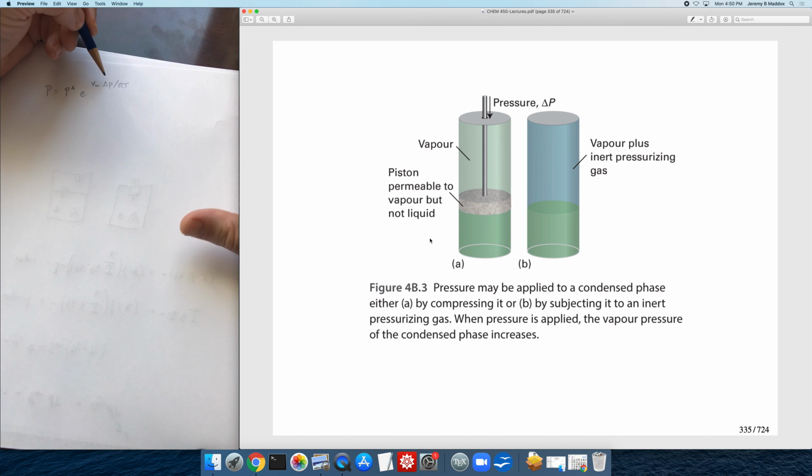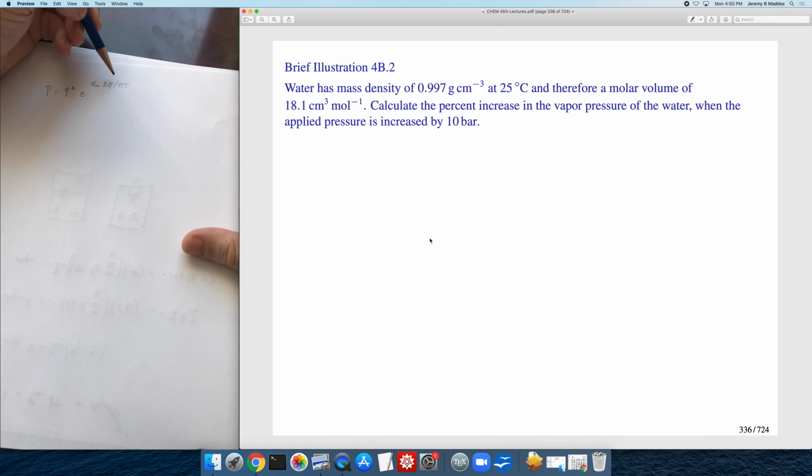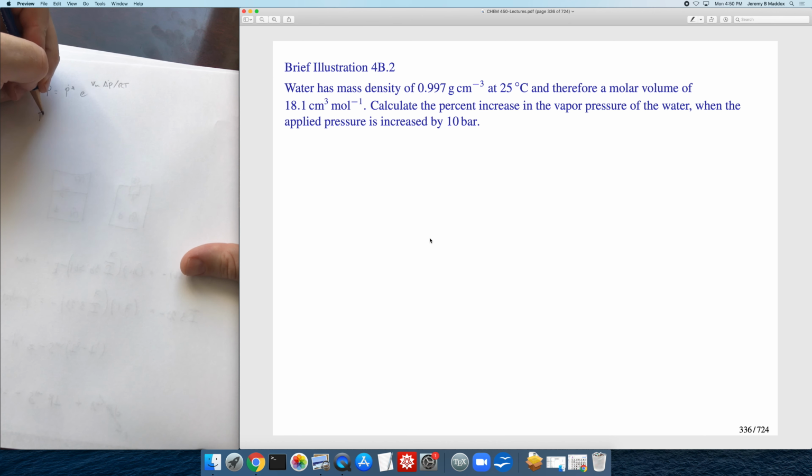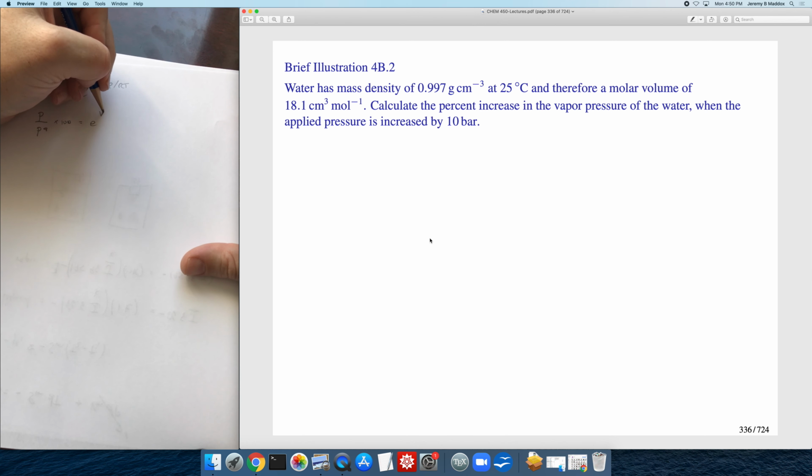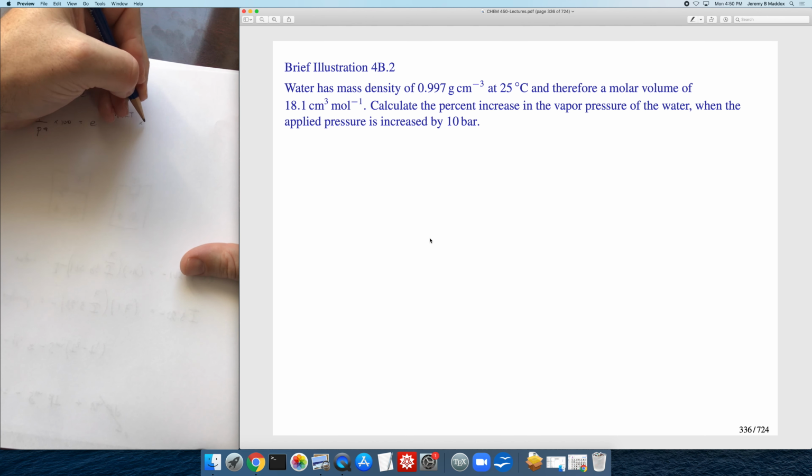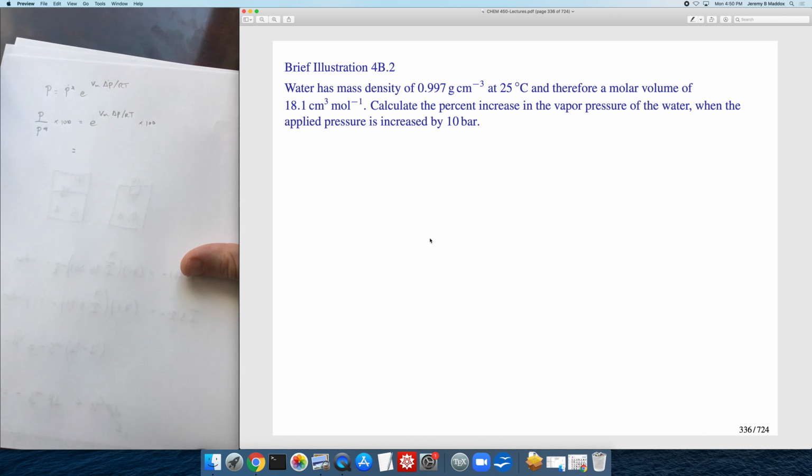So here the delta P is 10 bars. We have enough information to calculate the molar volume. This is the original vapor pressure, and this is the final vapor pressure. They want us to calculate the percentage, so they want us to calculate this quantity: e to the Vm delta P over RT times 100.